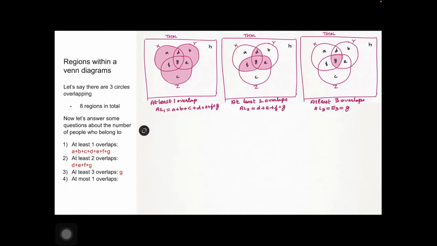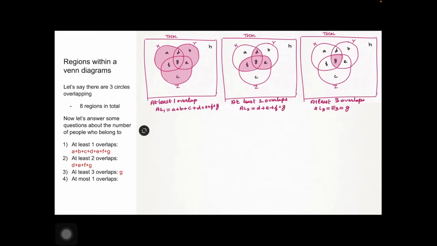Or people who speak at least 1 language is nothing but people who speak exactly 1 language plus people who speak exactly 2 languages plus people who speak exactly 3 languages. Now moving on to the second diagram in the page, people who belong to at least 2 overlapping regions, people who belong to at least 2 circles. This will be equal to people who belong to exactly 2 circles plus exactly 3 circles. Or in other words, people who speak at least 2 languages will be equal to people who speak exactly 2 languages plus exactly 3 languages.